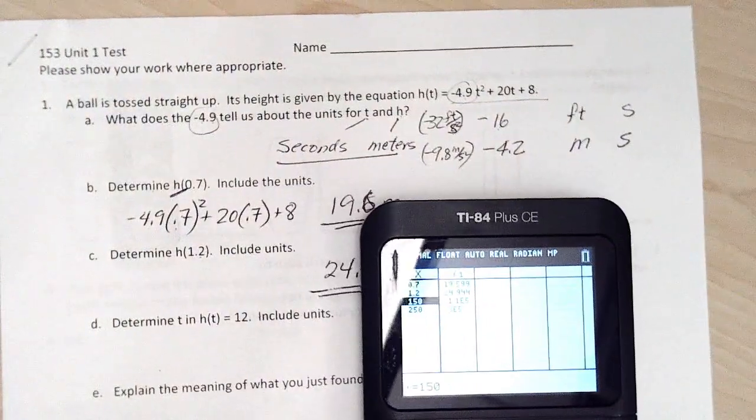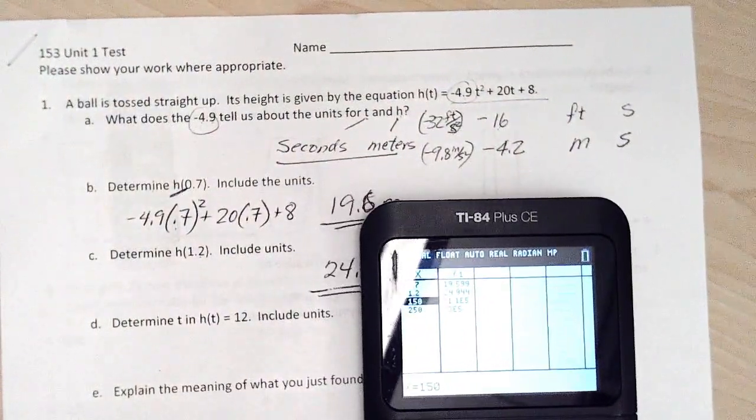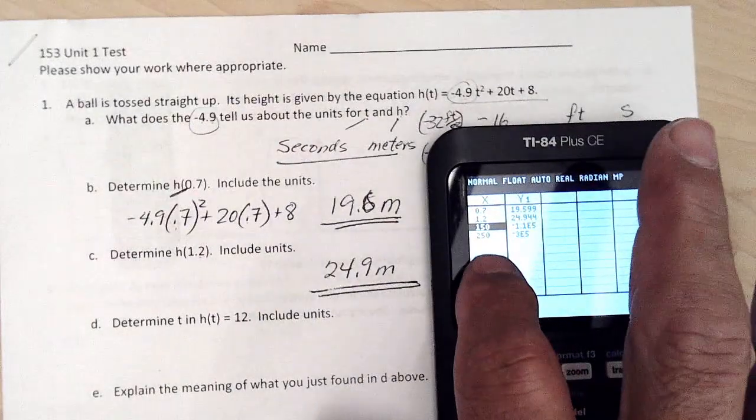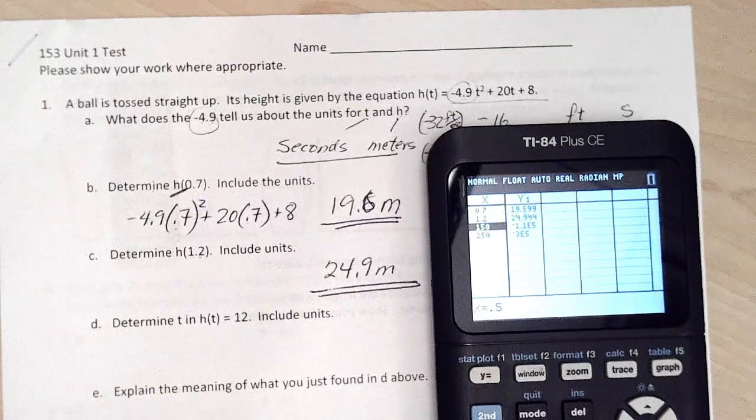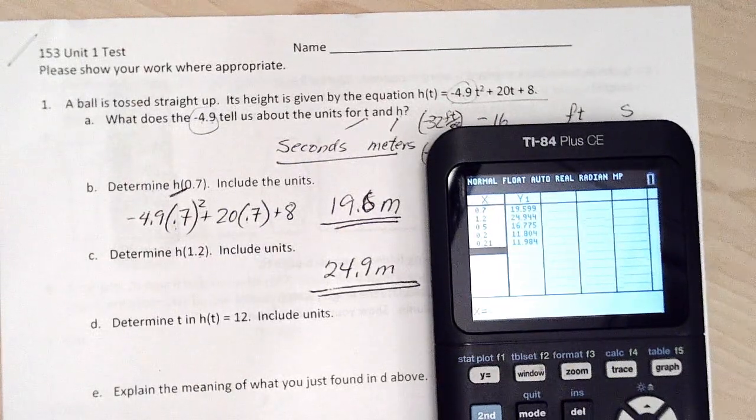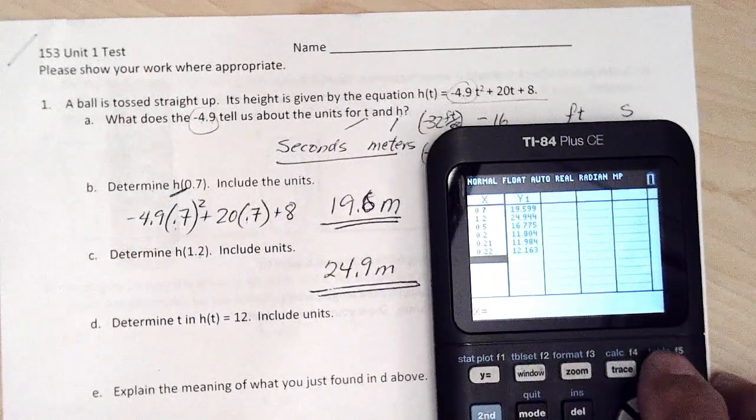Now I need to know when the height is 12. Well, I could keep guessing around here for what number might make it come out to be 12. See, 0.7 was too much. Maybe 0.5, and it says, no, that's too much. 0.2 says, that's too little. 0.21, that's closer. 0.22, that's a little too much, and so I can estimate it that way. Or I could go to my graph.